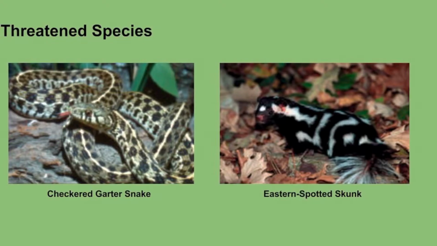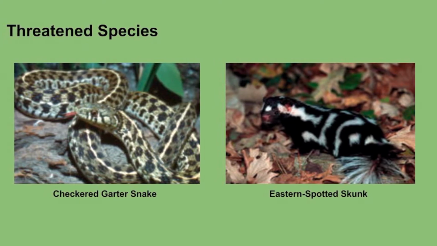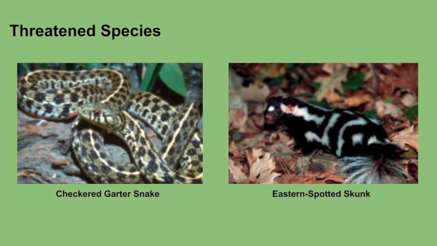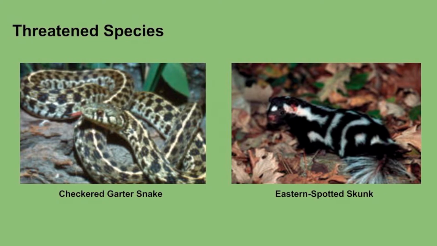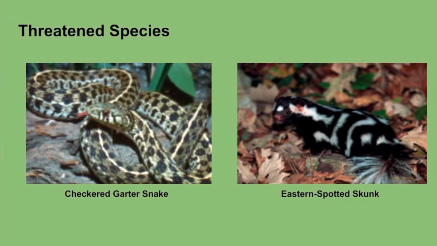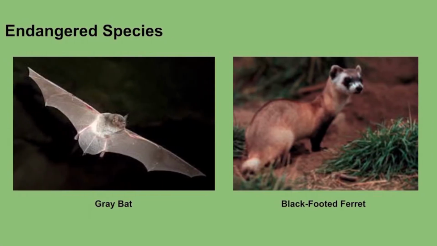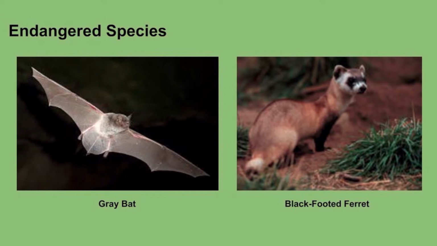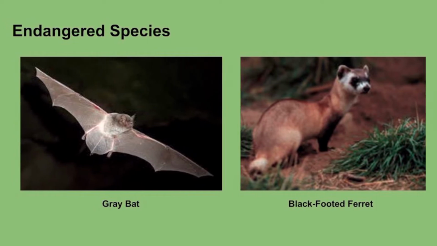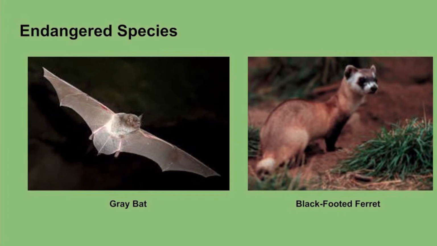Whether it's a man-made factor or an environmental factor, they can both lead to the reduction in animal population of certain species, like the checkered garter snake or the eastern spotted skunk. It can reduce it to such a dangerously low level to where it's to the point of endangerment, like the gray bat and the black-footed ferret.